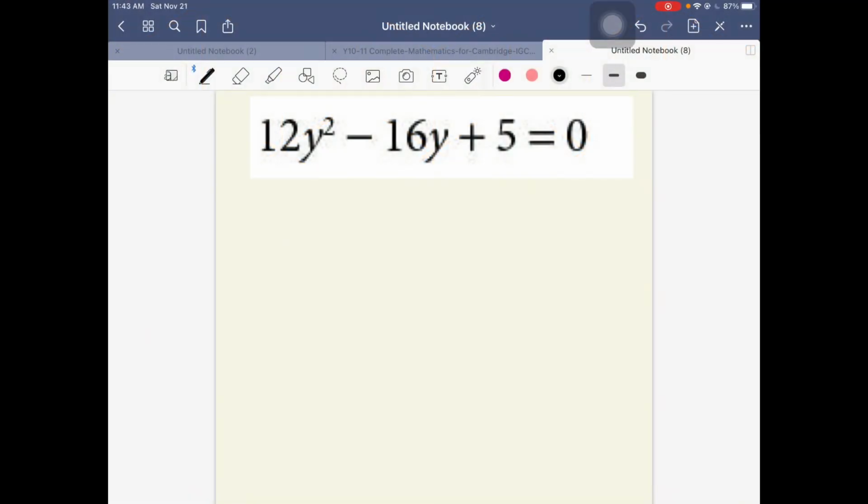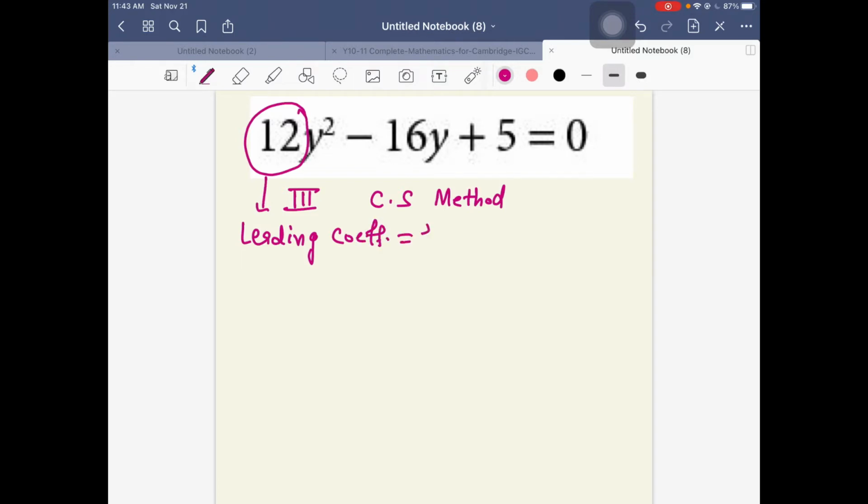In this video we're going to solve an equation by the third method, which is called the completing square method. It is very simple. You need to know that you can use this method only if the leading coefficient, in this case 12, is 1. If the leading coefficient is 1, you can solve by completing square, but in this case the leading coefficient is 12. We have to make it 1. How can we change it to 1? That's the first target, the first step.